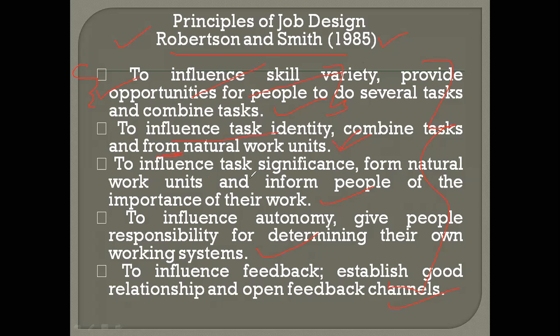To influence task significance, form natural work units and inform people of the importance of their work. See, this is the major problem in the organization nowadays. Without being given information about the uses of a particular work, people are being assigned works. So in order to come out of that, Robertson and Smith advocated that you inform people about the importance of their work in the organization, why they are working, how to work, their importance. You have to tell them so that they can improve their work efficiency.